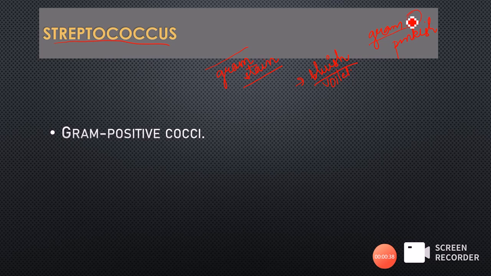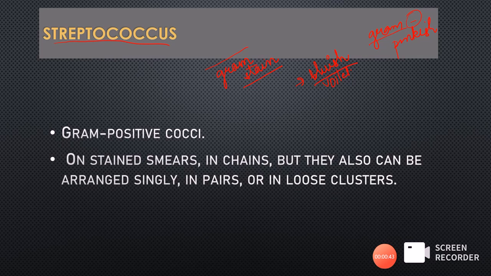So streptococcus are gram-positive and they are cocci. Cocci means they are spherical in shape. So they are going to look as if they are arranged in chains like this, okay, a long chain, and therefore they are called streptococcus. But sometimes they can also be arranged singly, or sometimes they can be arranged in clusters like this, okay, and sometimes they can be arranged in a pair, which is called diplococcus.